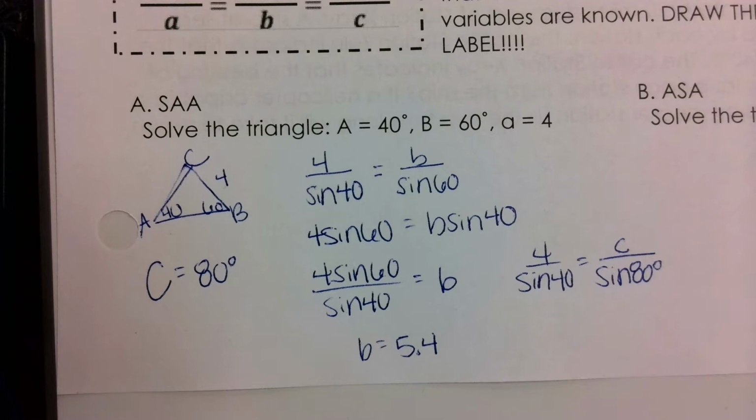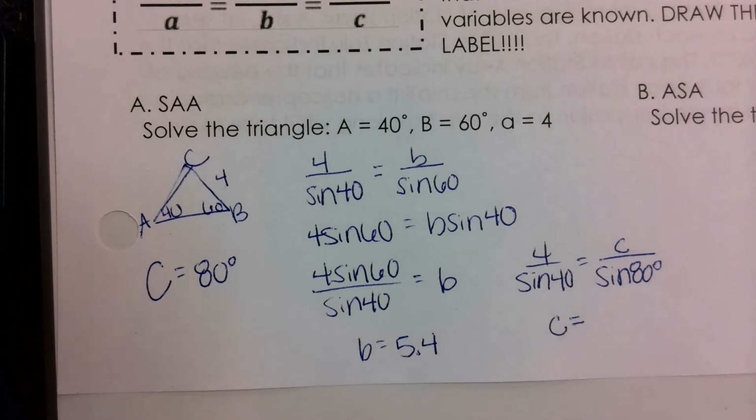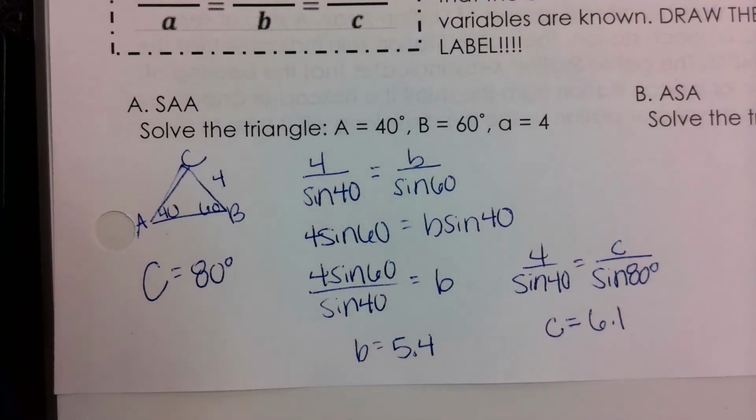So again, cross multiply, solve for C there. And we got like 6.1. Is that okay? Questions on that?